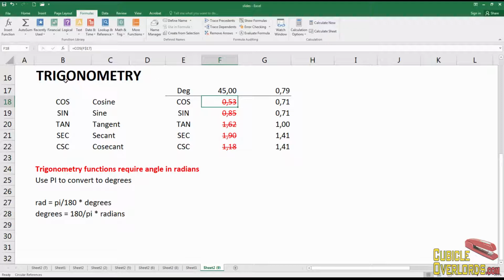So that's how you work trigonometry in Excel. You have all these functions and a whole lot more that you can find here under the Formulas tab in the Math and Trigonometry area. And just remember to always input your angle in radians if you want a correct result from these functions.